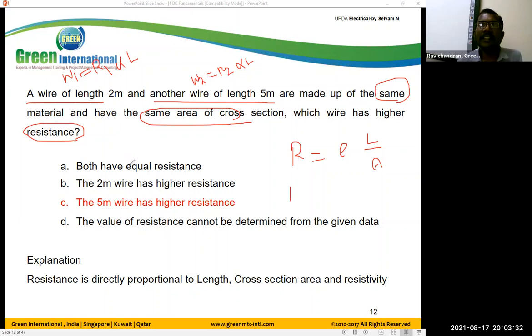So what is the answer? The longer wire has the high resistance. So these types of questions are asked in the exam.